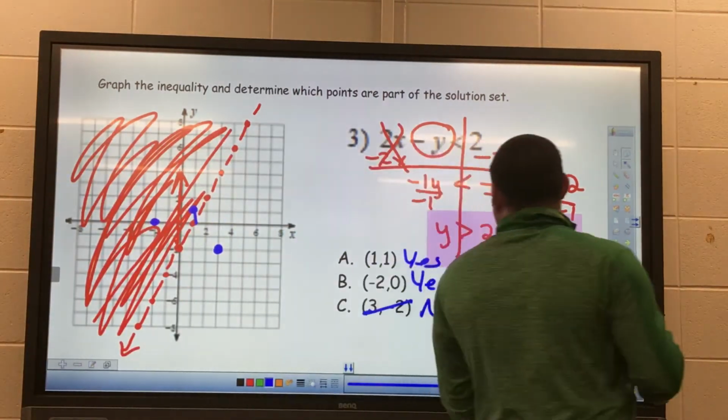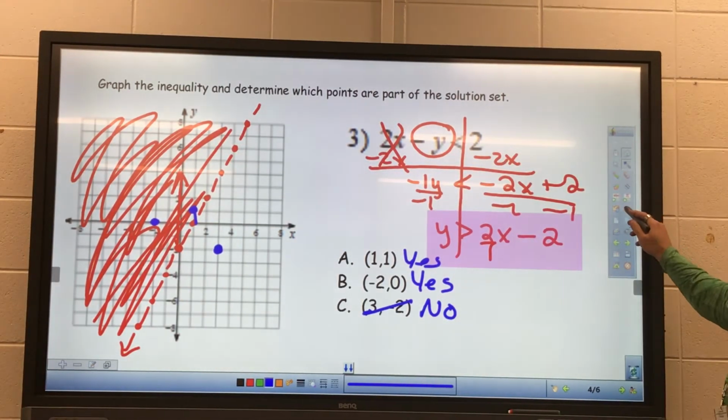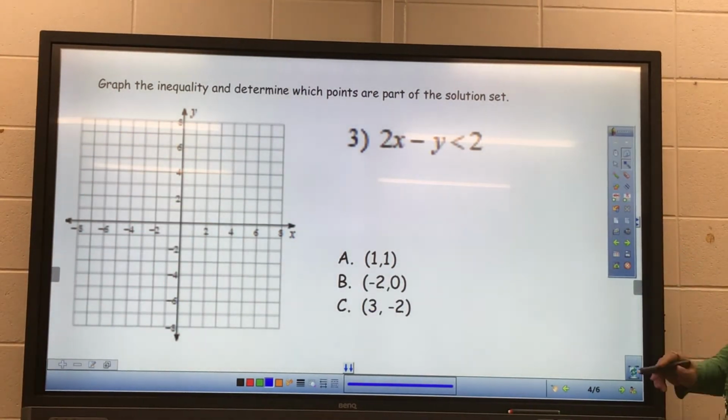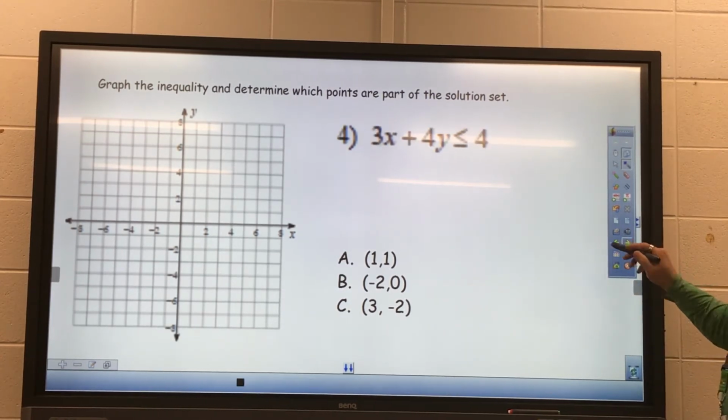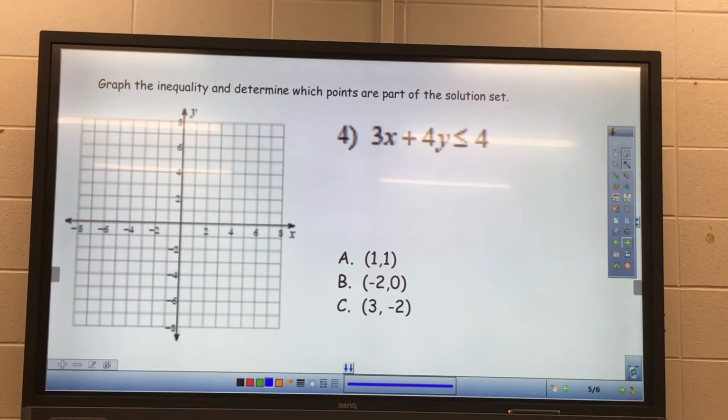Okay. Last one that we have here. Last one we have for review. Go to the next page. There we go. All right. So please pause the video and give students 3 minutes to complete this problem.